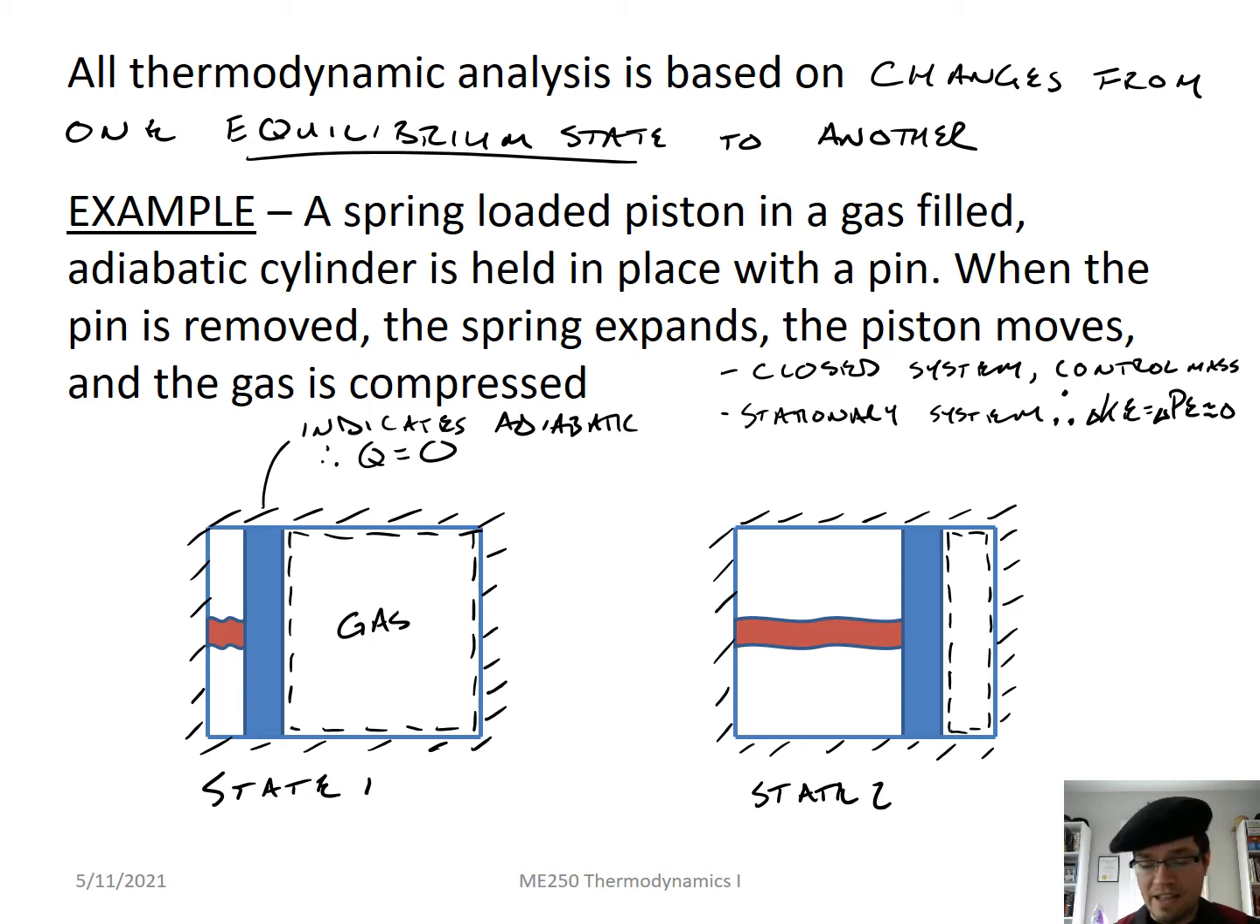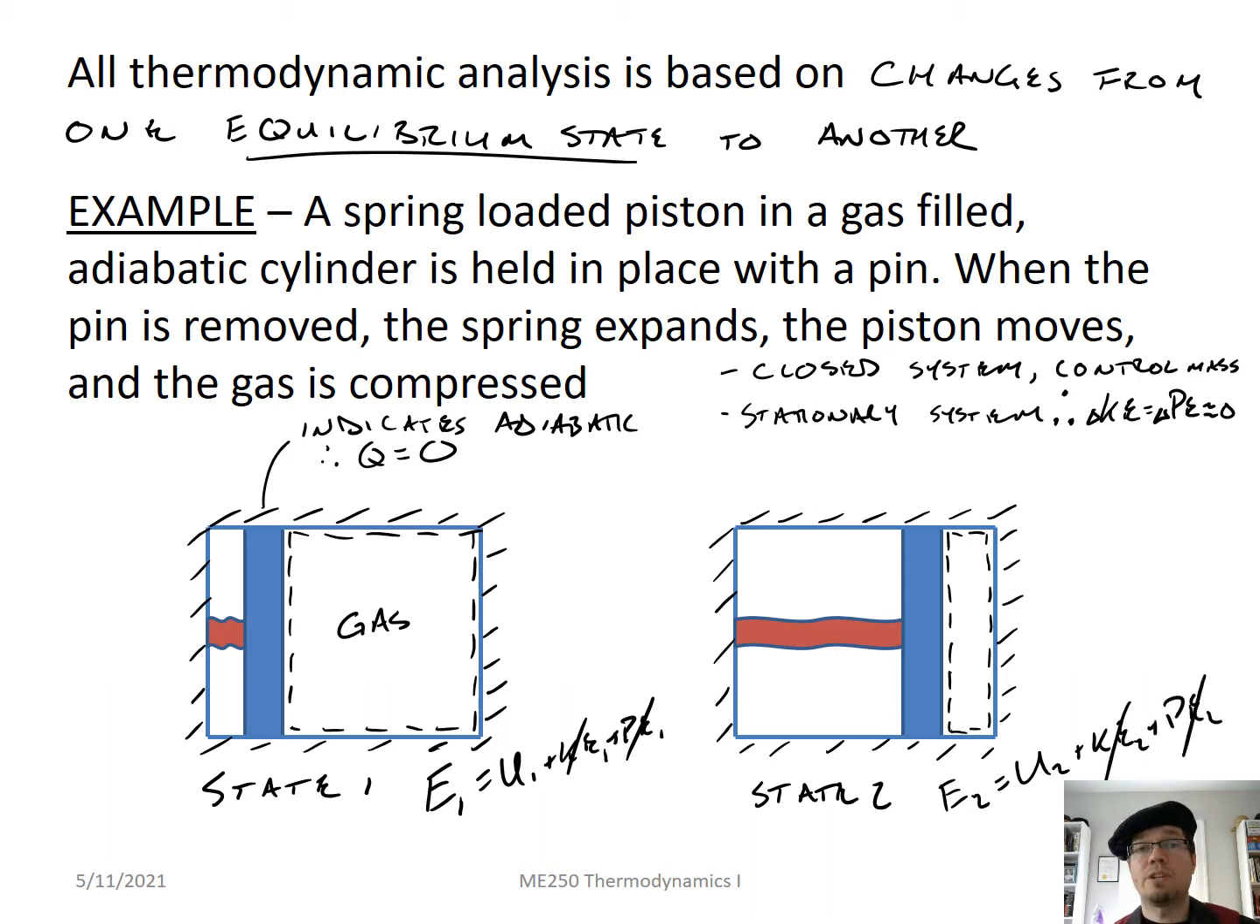So if that's the case, then if we don't have any change in kinetic or potential energy, we can set them equal to 0 at state 1 and keep them equal to 0 at state 2, in which case our energy at state 1 is U1 plus kinetic energy 1 plus potential energy 1, which we're just going to cancel out. And then at state 2, we have E2, which is U2 plus kinetic energy 2 plus potential energy 2, and we'll just cancel those out.